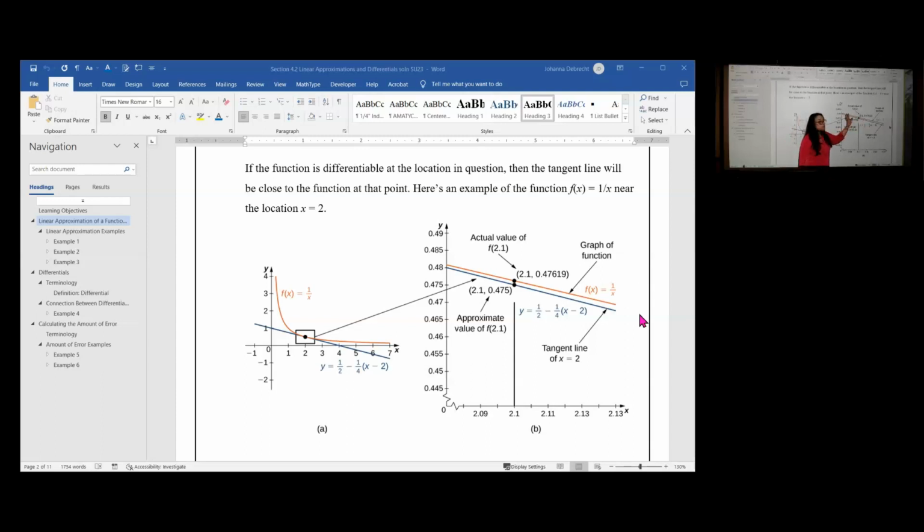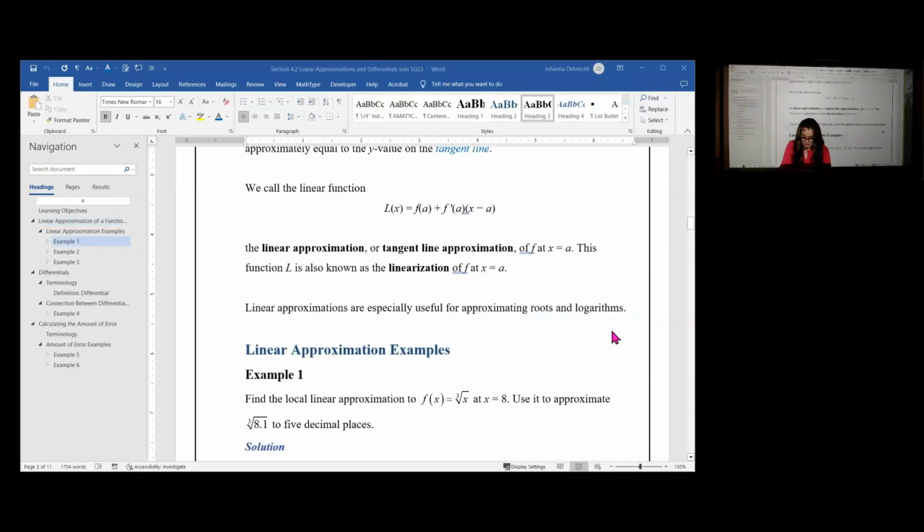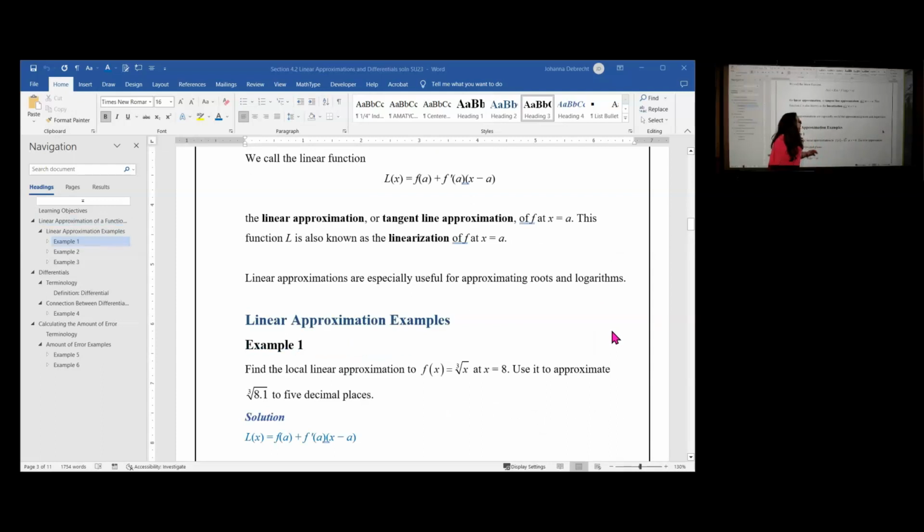Also notice how linear this section of the function appears. We know the function's not linear from looking at the graph on the left, but when we zoom in on a particular point, it becomes more and more linear if it's differentiable in that interval. We're going to define the linear function L of x to be this tangent line equation, f of a plus f prime of a times x minus a.